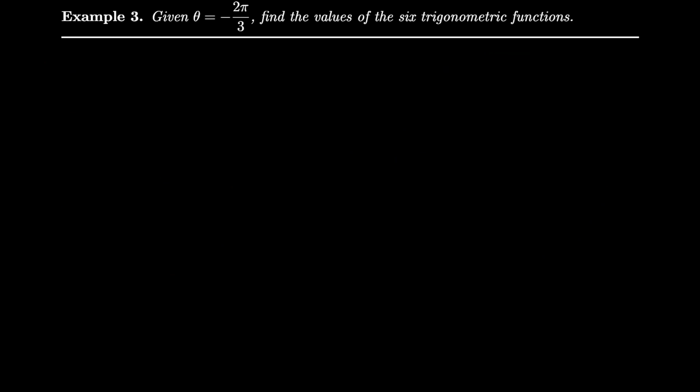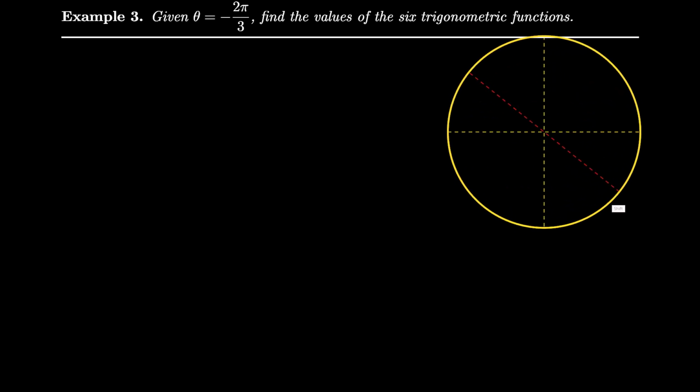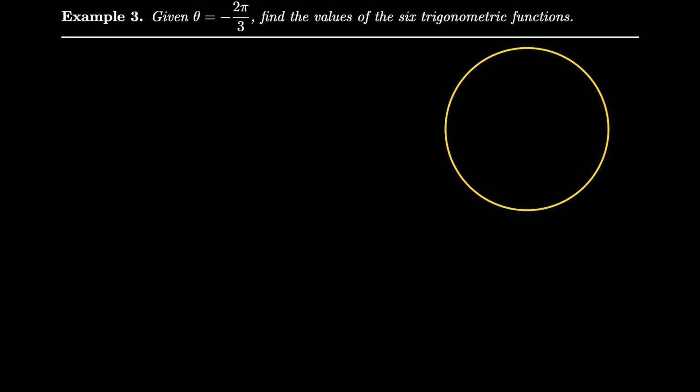Last one here says, given theta equals -2 pi over 3, find the values of the 6 trigonometric functions. So you'll see that this is exactly like the previous one, the first one that we did, except I threw in a negative sign. So how much does that really change things, you might ask yourself? And the answer is a lot, actually. Let me show you. So here is the circle that I want to show you. Let's just put it right there.